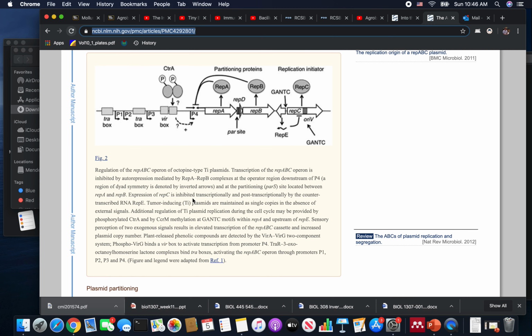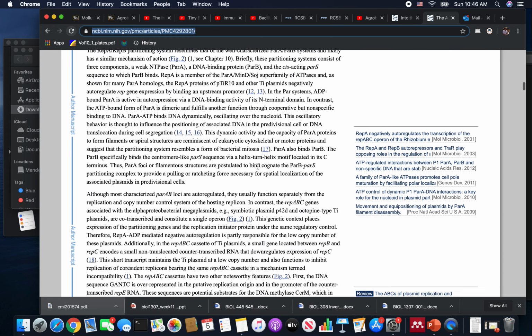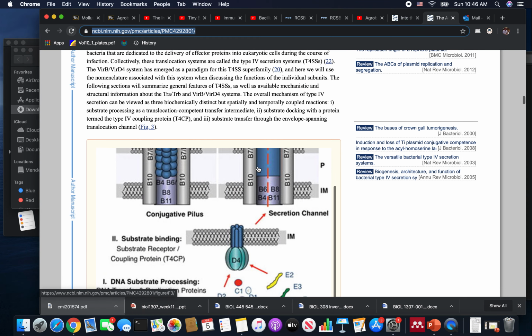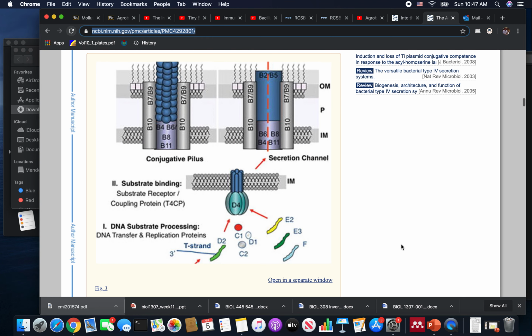Okay, down here, figure 2, easy. So this is a generalized model of how these genes are going to be regulated. There are proteins that come out that then inhibit the production of other proteins. So you've got proteins that drive replication and other proteins that are going to shut down replication. And that's located elsewhere on the protein. That's not as important. Here is our type 4 secretion system.